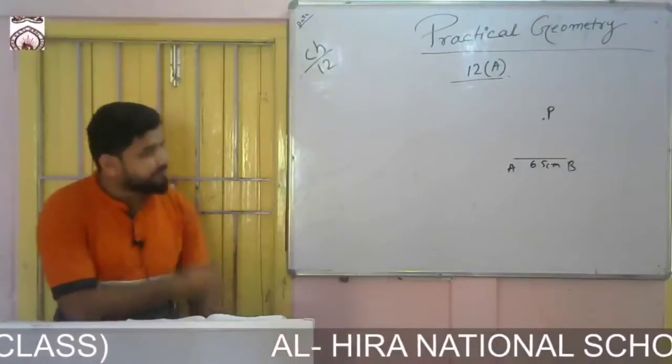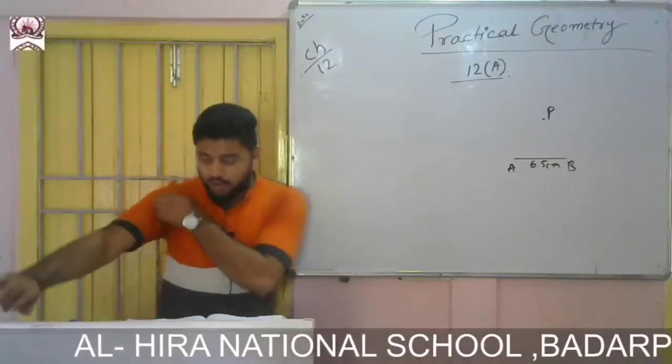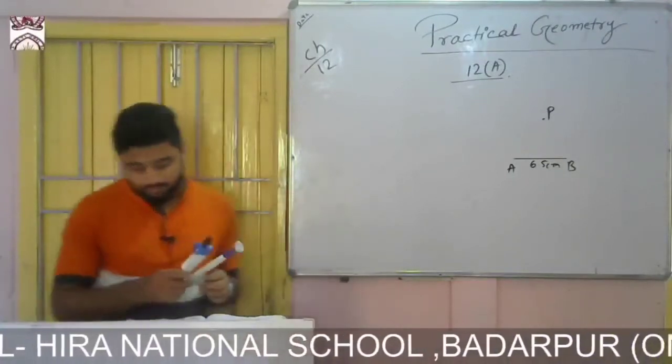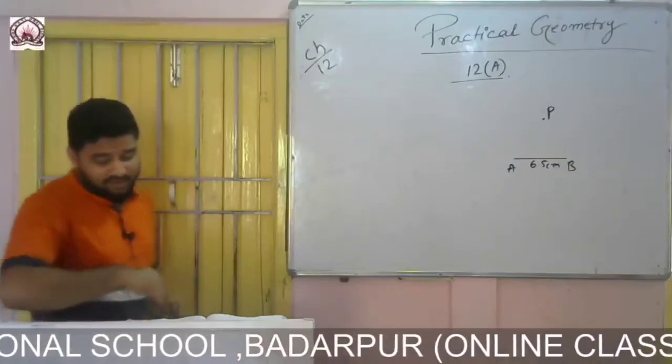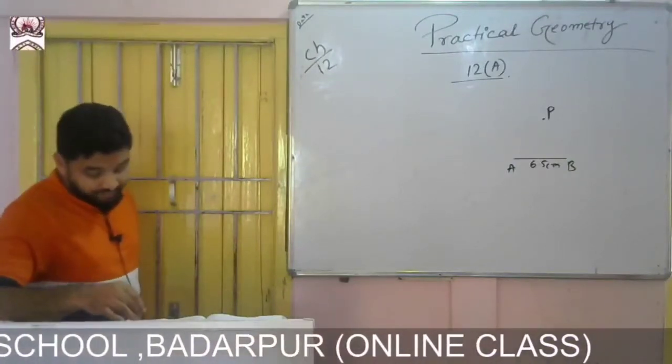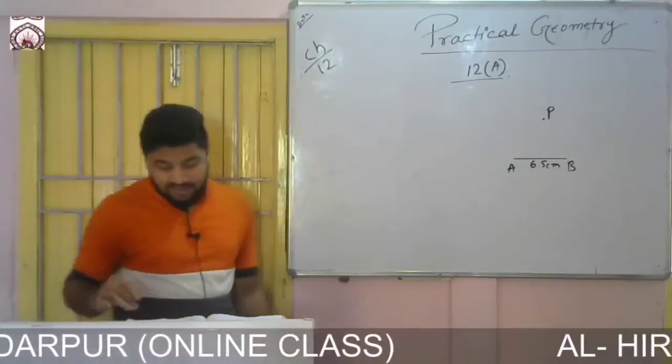So first you draw a line segment. Then by placing your compass needle, then take a point P on the line outside AB. Then what?